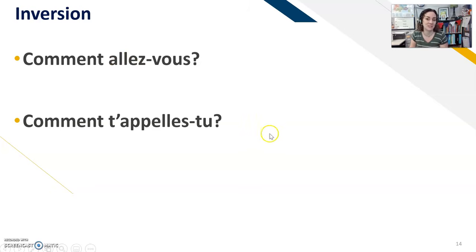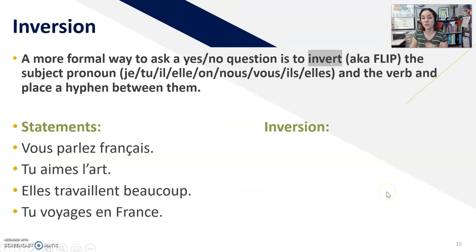It is pretty easy to do. So this is more formal than ESCA or tag questions. You invert, aka you flip, the subject pronoun. That's je, tu, il, elle, on, or nous, vous, il, elle. You flip that and the verb. So instead of tu parles, you'll go parles-tu. You flip them. When you flip these two words, you put a little line in between called a hyphen. You put a little hyphen to attach them to each other.